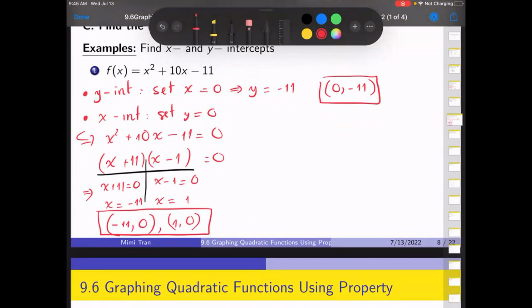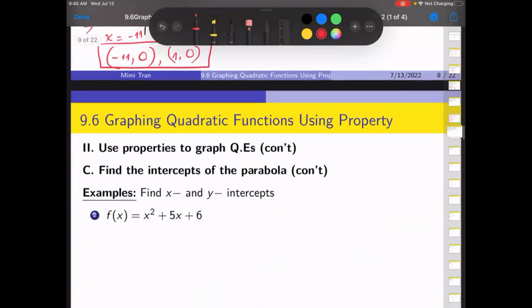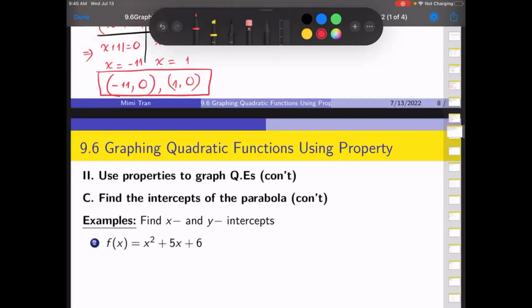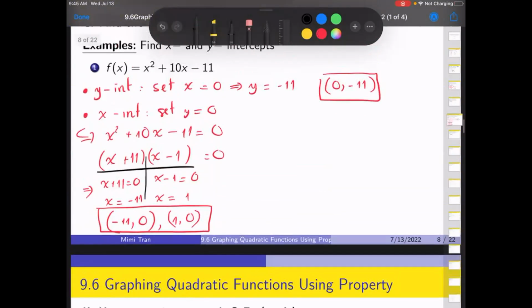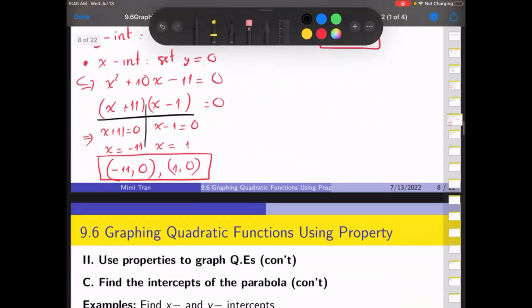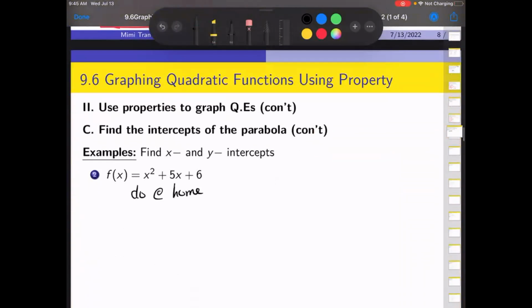So far, so good. I have one more, but I don't have time to do it, so you have to do it at home. It's very similar. Just watch what I did here. Solve, same thing, and I believe you can factor it, so not bad.